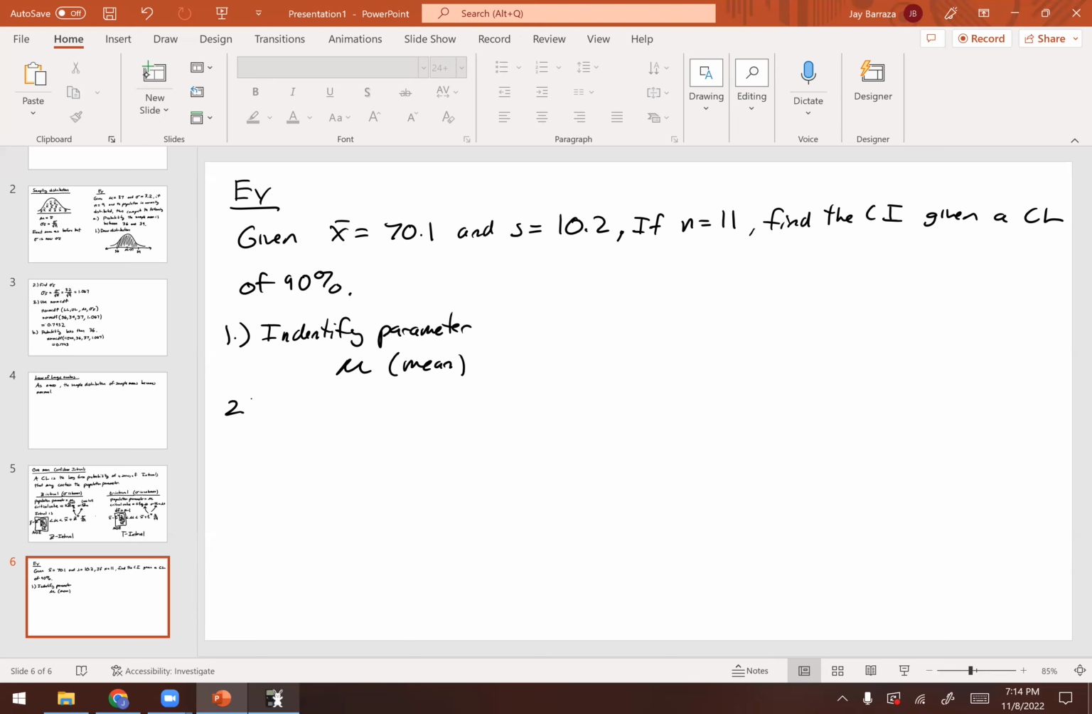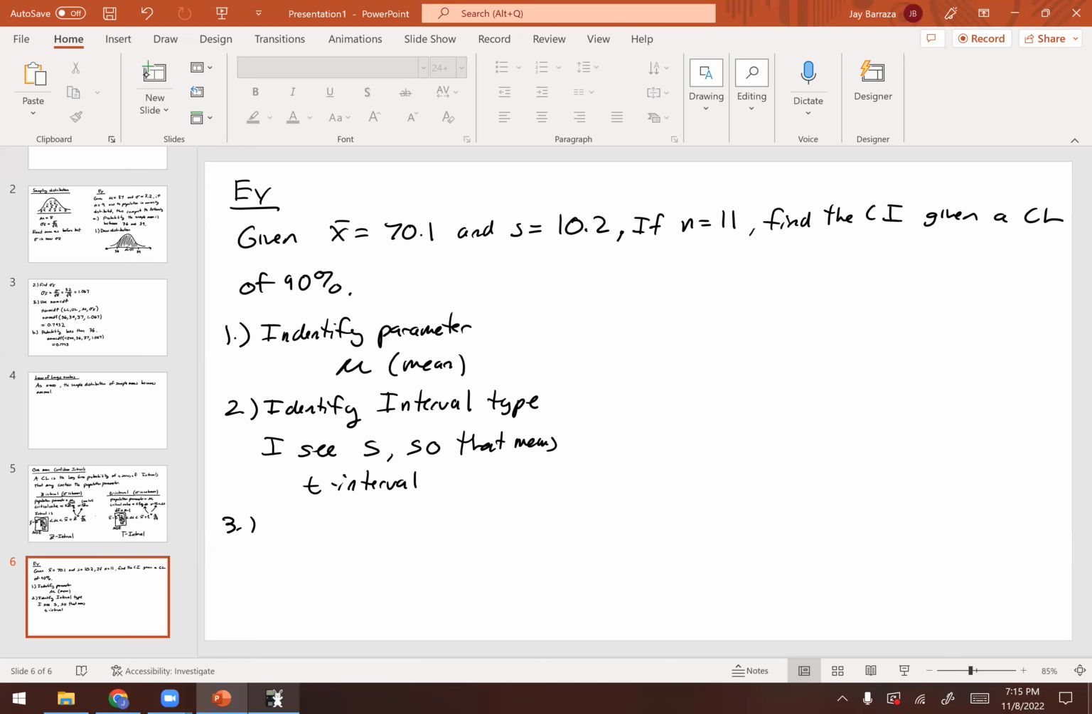Okay. Step two, identify test or interval type. Identify interval type. So I see S, so that means T interval. Okay. I see the S, so that means T interval.